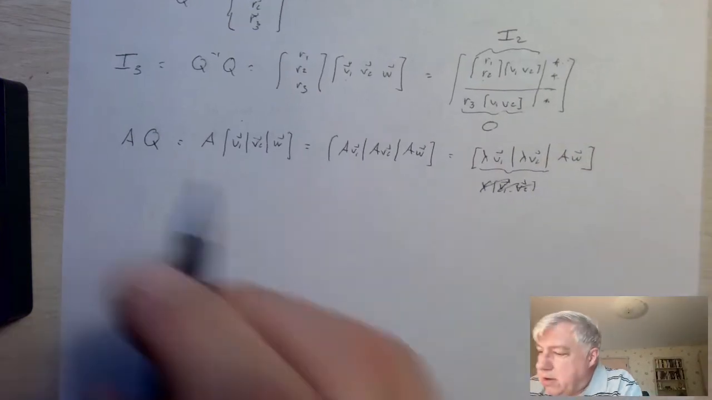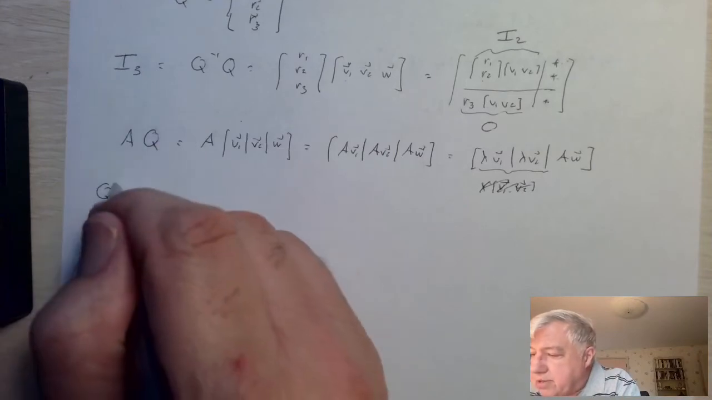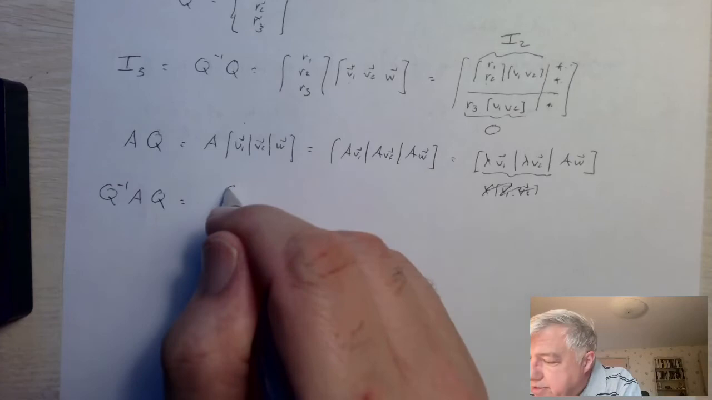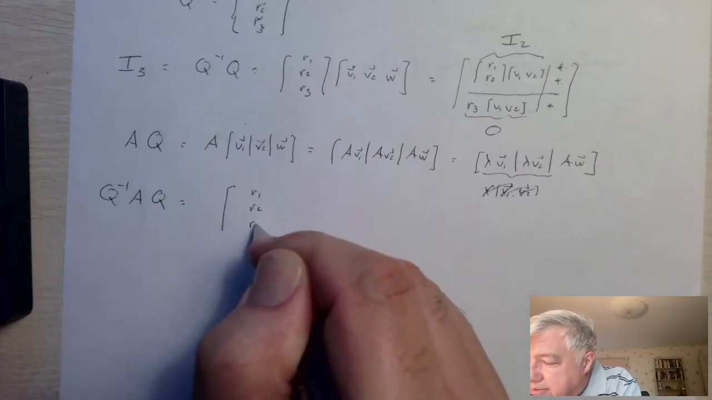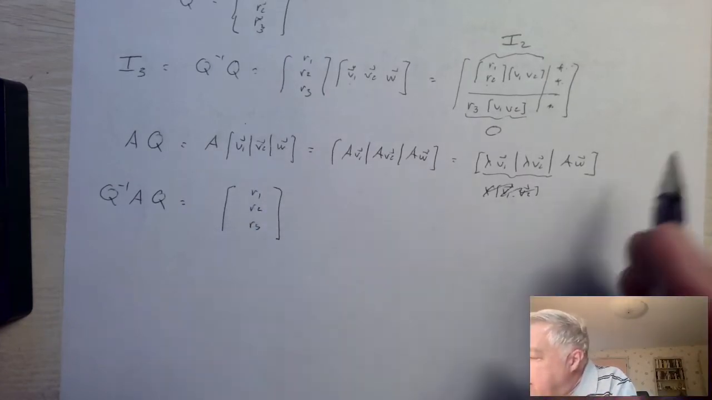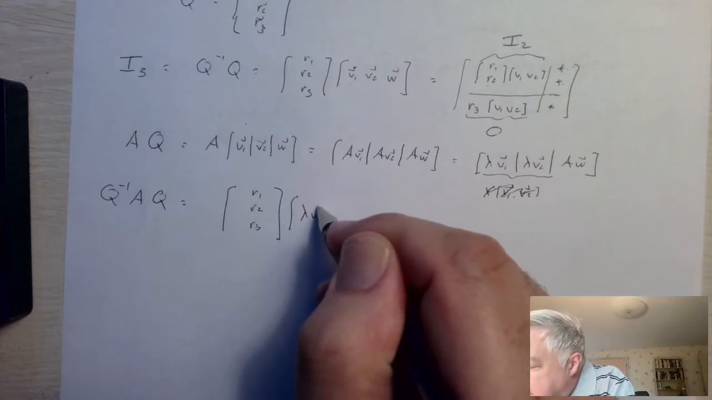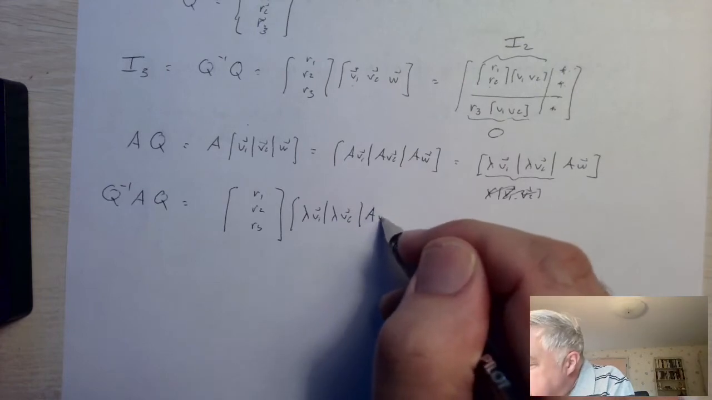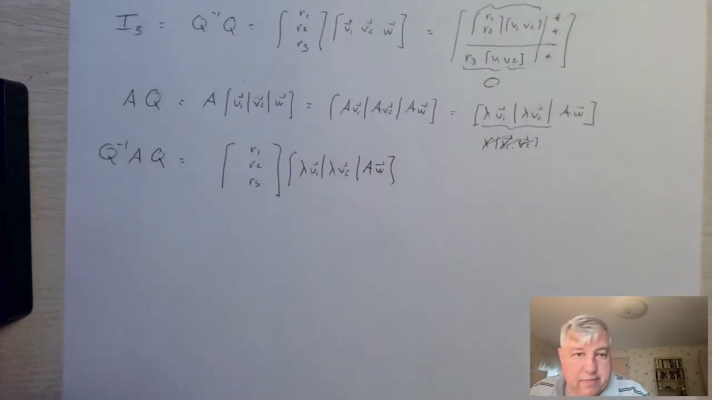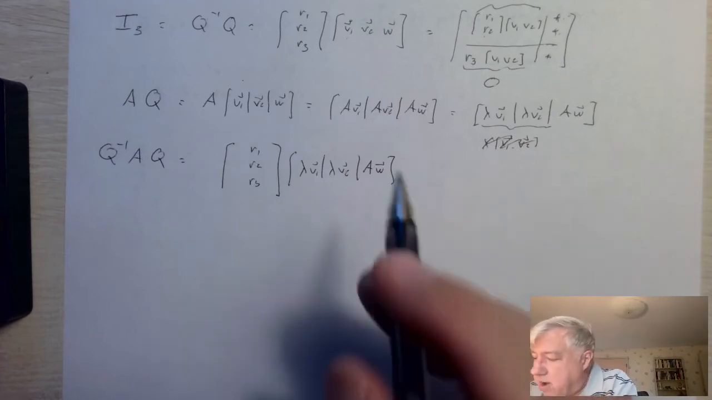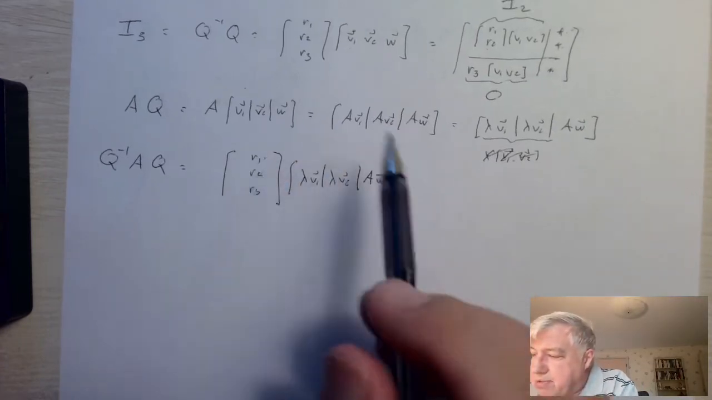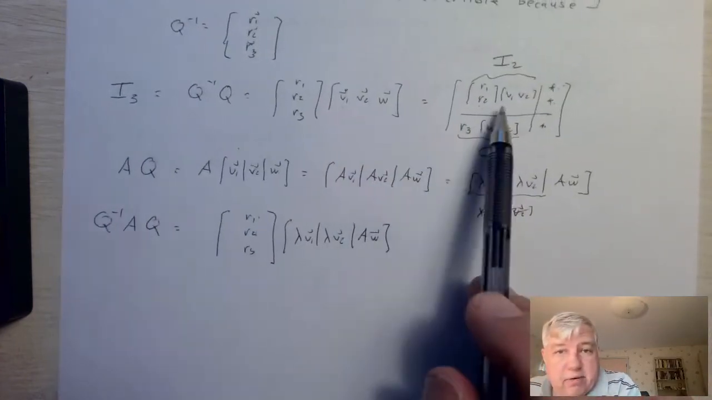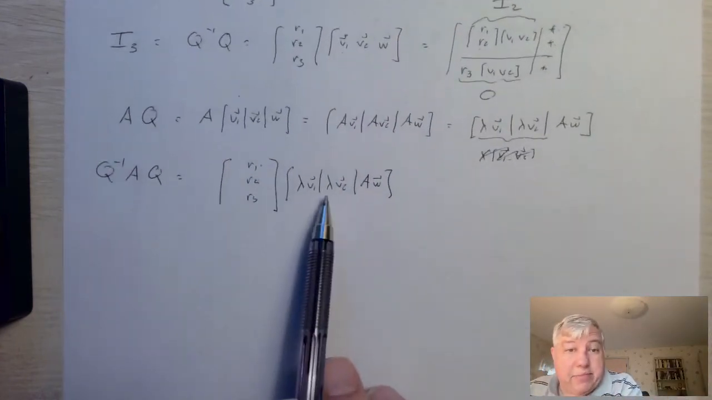Now let's multiply on the right. Let's consider Q inverse AQ. Q inverse is going to be R1, R2, R3, and then AQ is going to be lambda V1, lambda V2, and AW. But once again, if we take these two rows and these two columns, we almost get the same thing as we got up here. The only difference is we have a lambda here.